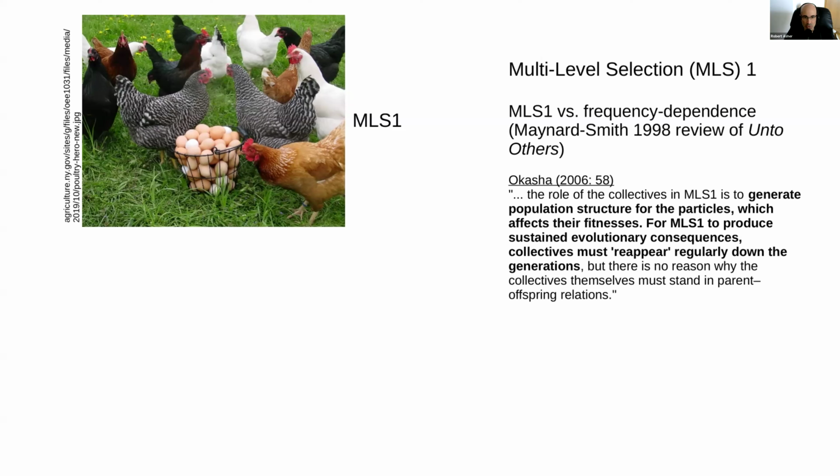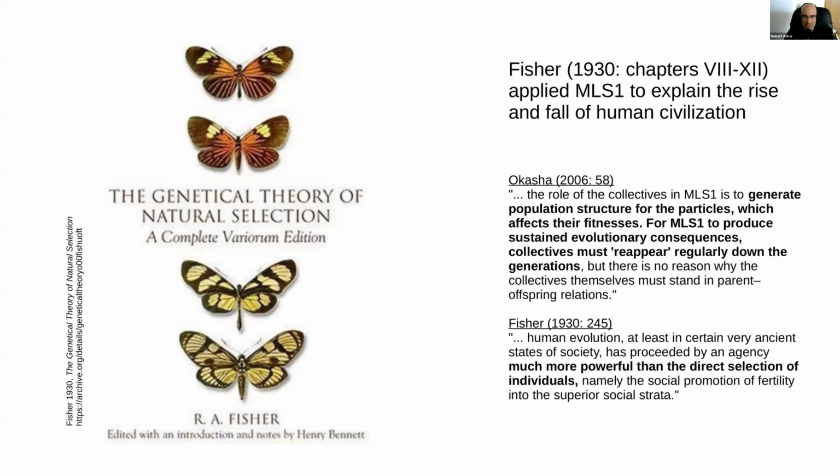You have to select groups of hens, not individual hens. And this is the kind of population structure that has an impact on individual fitness. And I find that quite intuitive. Okay, now what does this have to do with Ronald Fisher of the genetical theory?